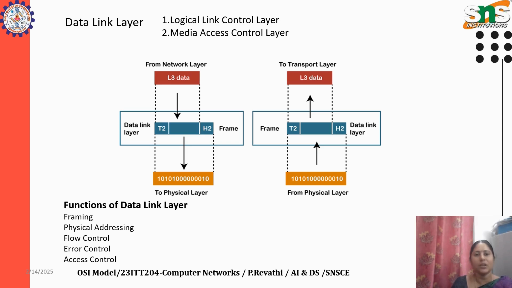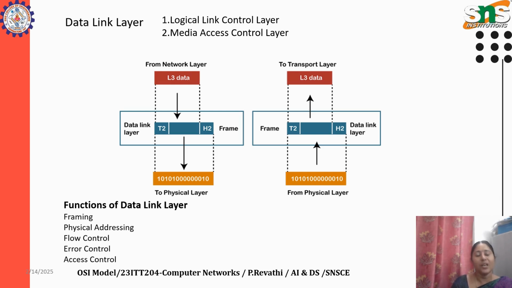Logical link control layer. It is responsible for transferring the packets to the network layer of the receiver that is receiving. It identifies the address of the network layer protocol from the header. It also provides flow control.